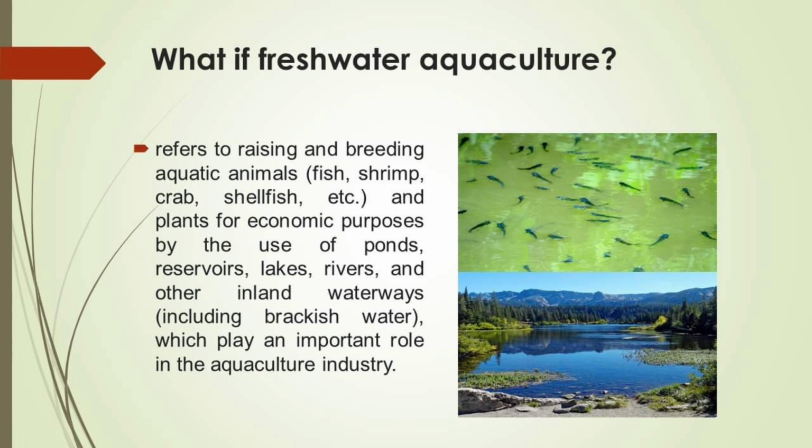So what is freshwater and aquaculture? It refers to raising and breeding aquatic animals like fish, shrimp, crab, shellfish, etc., and plants for economic purposes by the use of ponds, reservoirs, lakes, rivers, and other inland waterways, including brackish water, which play an important role in the aquaculture industry.